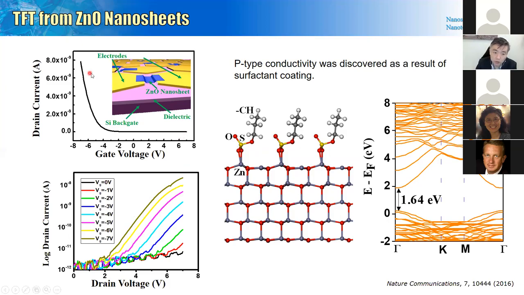So we made a transistor and it showed this p-type conductivity. As we know, zinc oxide is a typical n-type material, right? So p-type is not stable, but why this material shows a stable p-type conductivity? This is because this material is not just a pure zinc oxide lattice. Actually, the surface is capped by the sulfate surfactant monolayer.